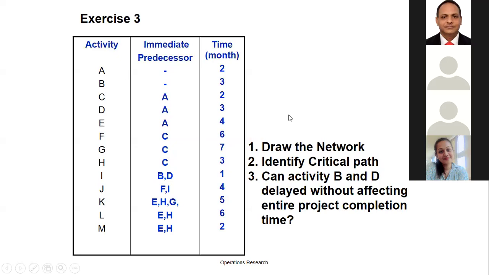Example number 3 is again given the activities, immediate predecessors, and durations. The questions are: draw the network, identify the critical path. It's a new question, you can see: can an activity be delayed without affecting the entire project completion time? Now we should know how to answer this question. Before I explain the answer, everybody try to make the diagram and try to identify the critical path yourself.